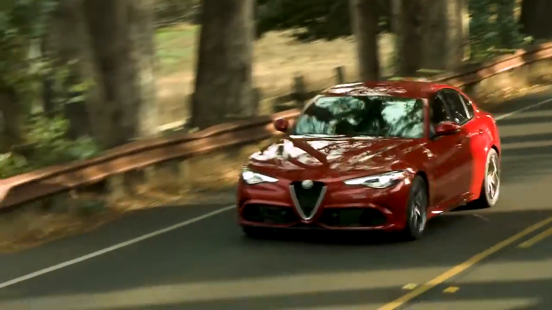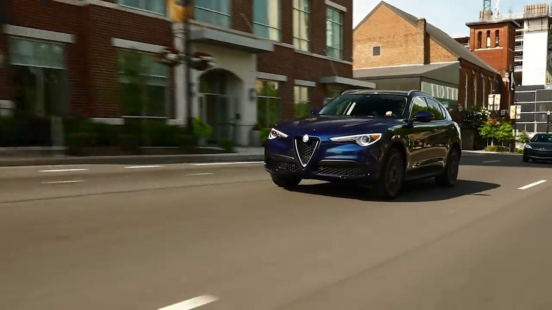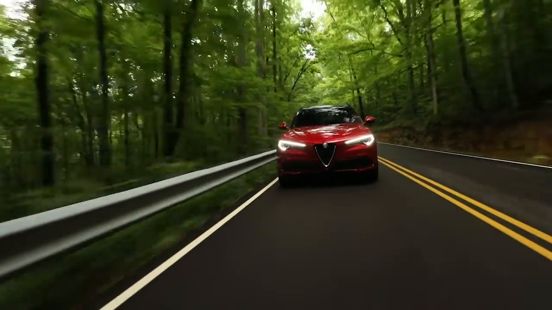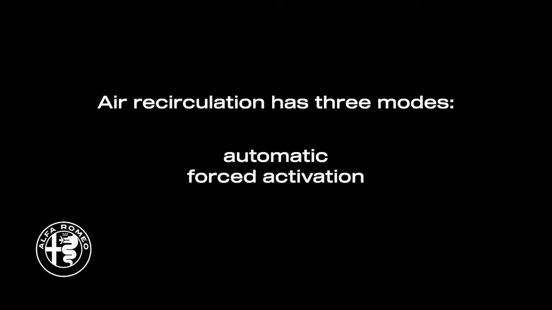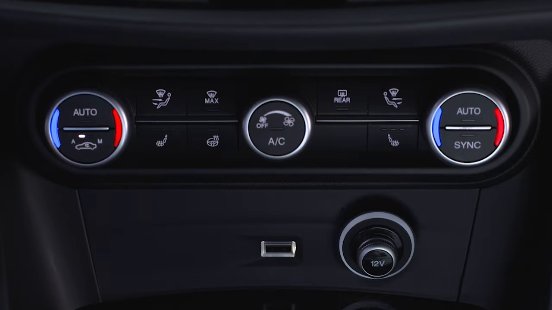Speaking of air recirculation, this feature can keep odors and traffic exhaust out of your cabin. It will also optimize cooling when you first turn on the AC. Air recirculation has 3 modes: automatic, forced activation, and forced deactivation. Press the button once for automatic recirculation. The left side indicator will light up. This mode leaves your auto climate feature in control of recirculation.